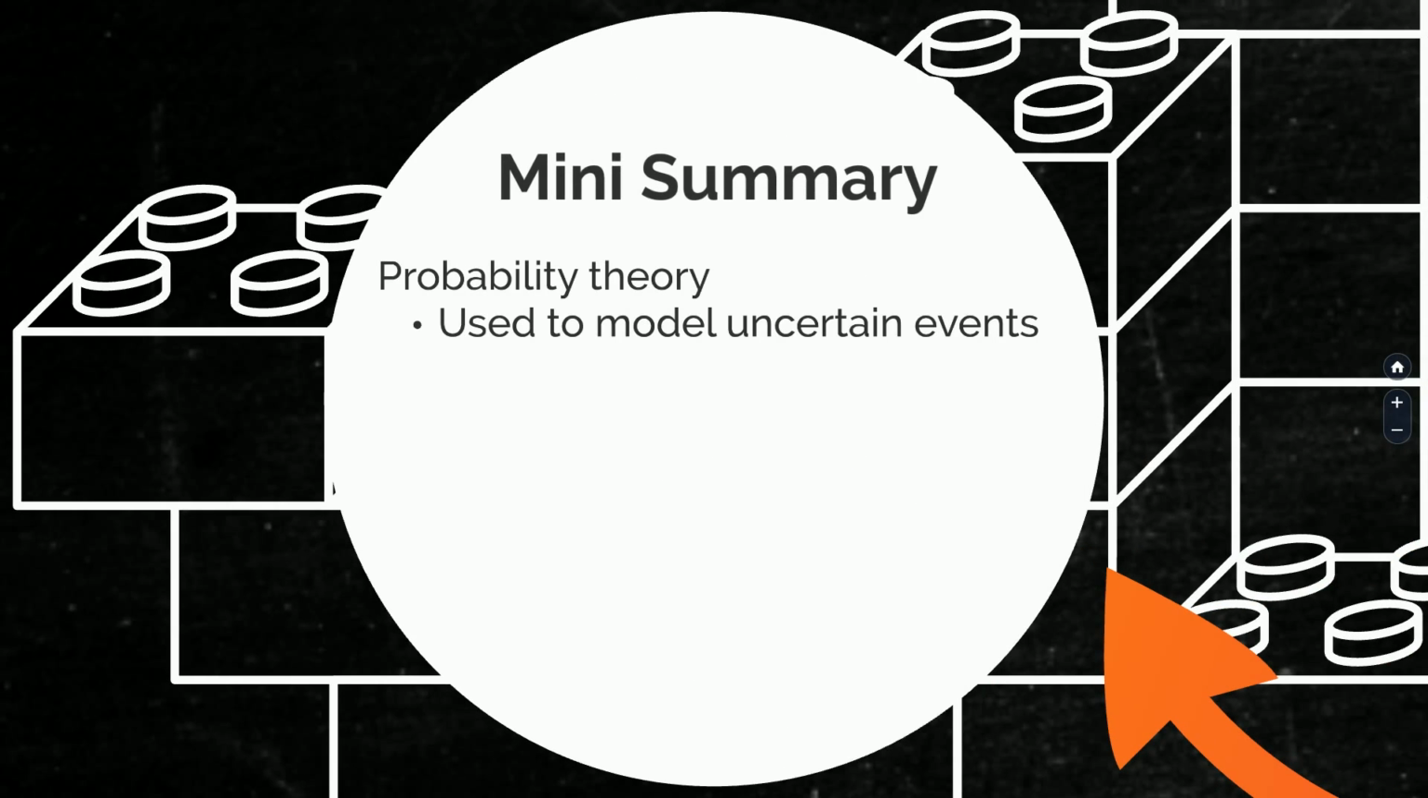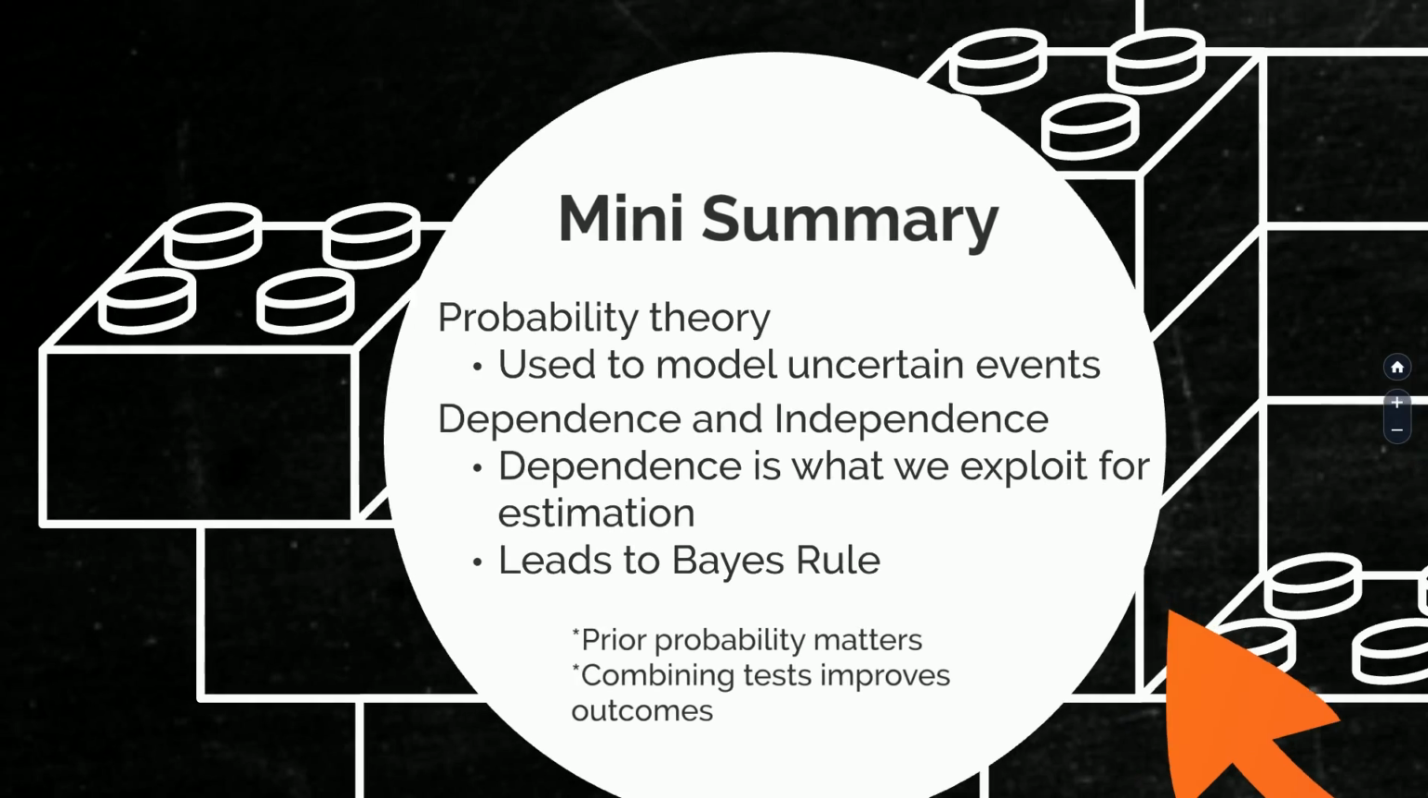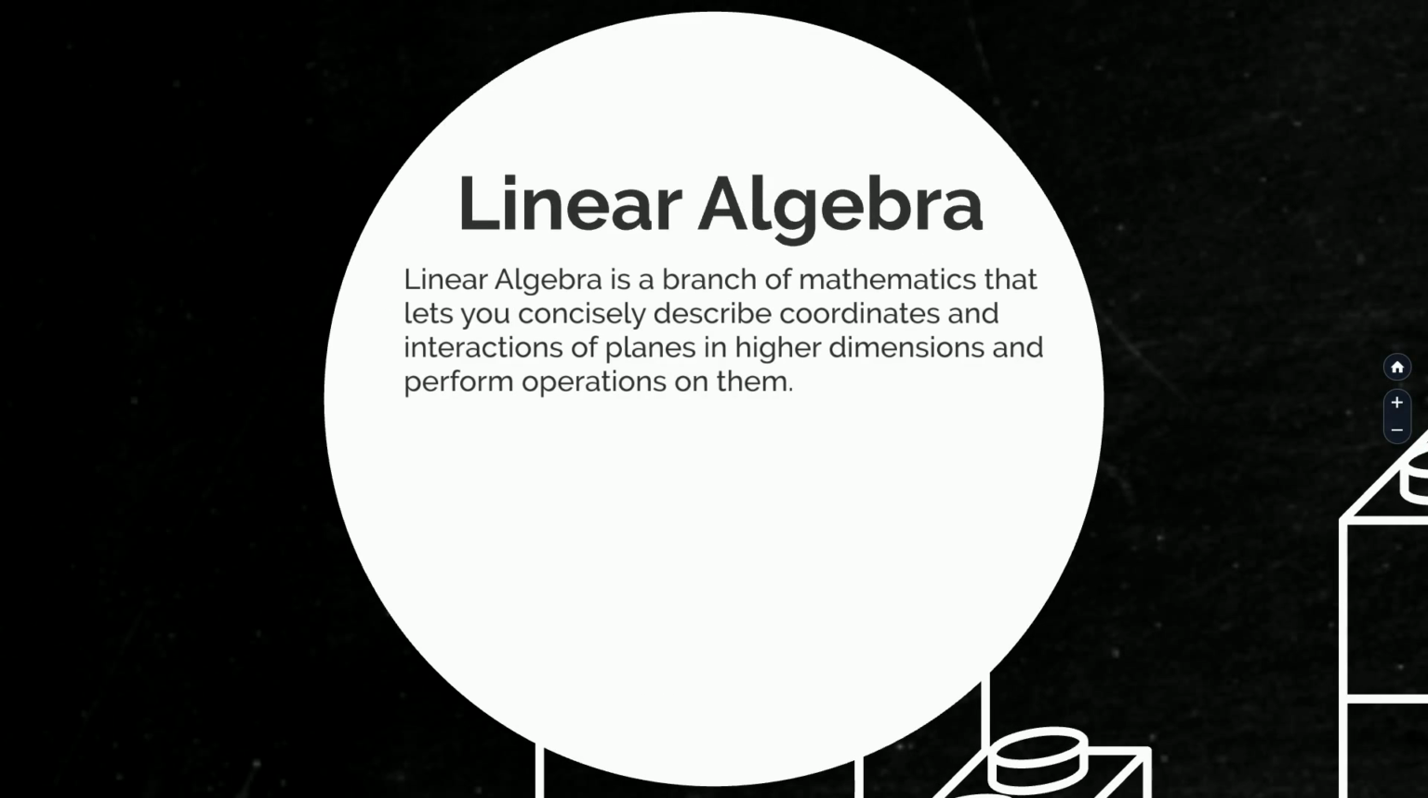Probability theory is used to model uncertain events. Dependence and independence is what we end up exploiting for estimation, which leads us to Bayes' rule. And finally, prior probability matters, the prior probability of AIDS in our example. And then combining tests improves outcomes significantly. But let's move on. Our last core math competency is going to be linear algebra.